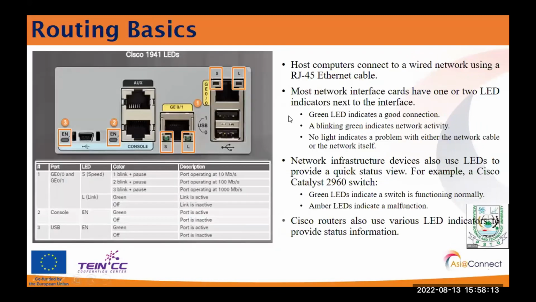Then routing basics, this is another issue within the router. I think you are already familiar with the backplane and the different kinds of ports, and the router ports have different kinds of LEDs. This is the Cisco 1941 light emitting diode. Different LEDs have different functions. Any LED which is active or blinking, the color indicates it: 1 blink, 2 blink, 3 blink for the gigabit interface, and green means the link is active. Also, the console cable, if active, is green, and USB if active is green, otherwise if it is off then the port is inactive.